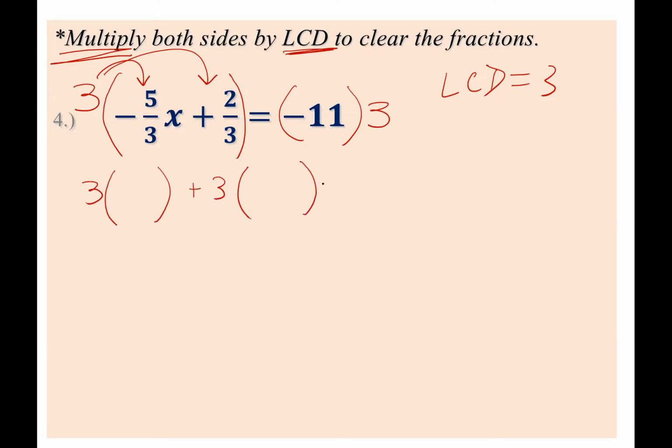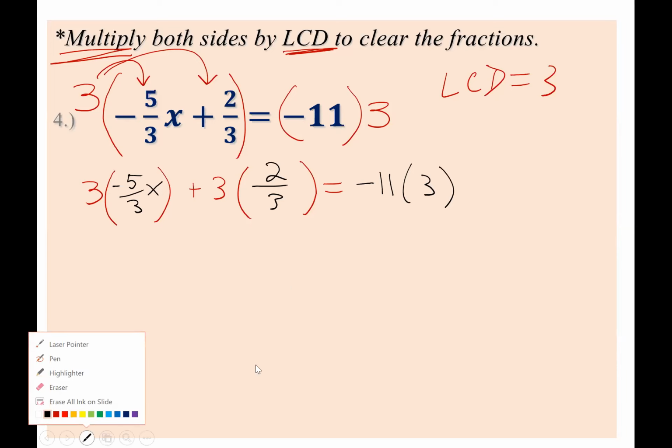So here we go. All right, so what I'm writing is 3 parentheses, and then in the parentheses, negative 5/3 x plus 3 parentheses 2/3. Now the parentheses is just, I'm about to multiply. I'm just breaking it down here. And then equals on the other side is -11 times 3. All right, let's actually multiply by 3 now. Remember, the whole point in doing this is to clear those fractions. So in our next step, the fractions should be canceled out.